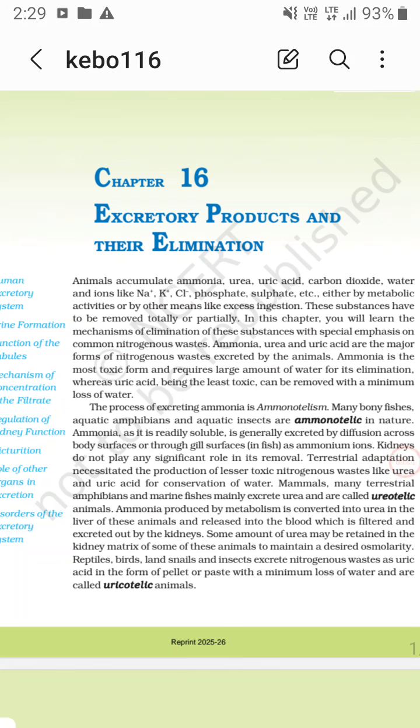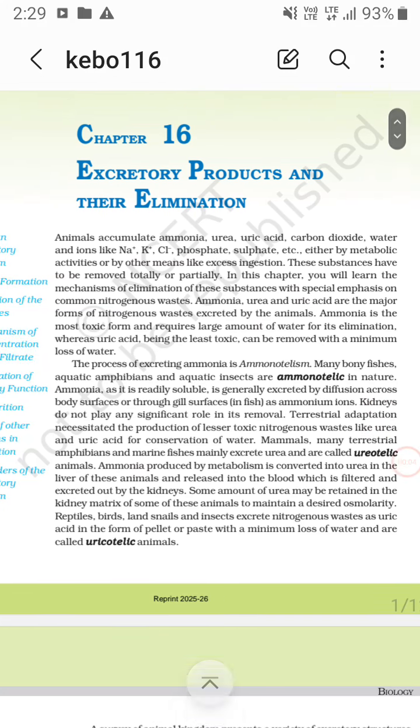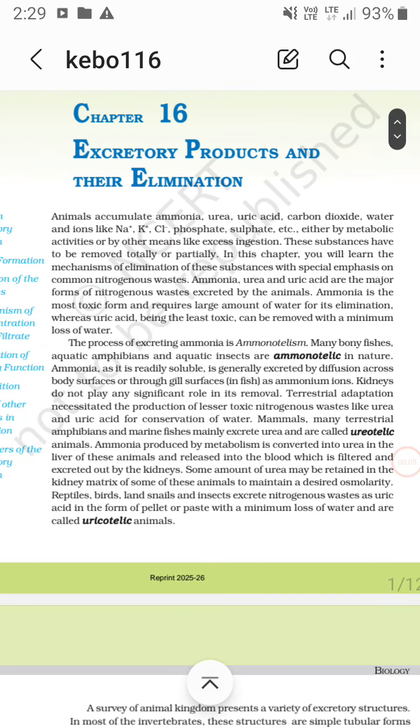Chapter 16, that is excretory products and their elimination. So, aminotelism: many bony fishes, aquatic amphibians and aquatic insects are aminotelic in nature. Terrestrial adaptation necessitated the production of less toxic nitrogenous wastes like urea and uric acid for conservation of water. Now mammals, many terrestrial amphibians and marine fishes mainly excrete urea, so these are ureotelic animals.